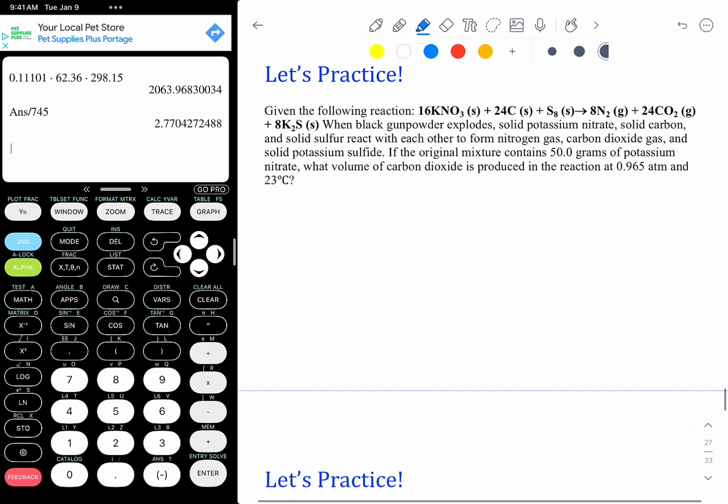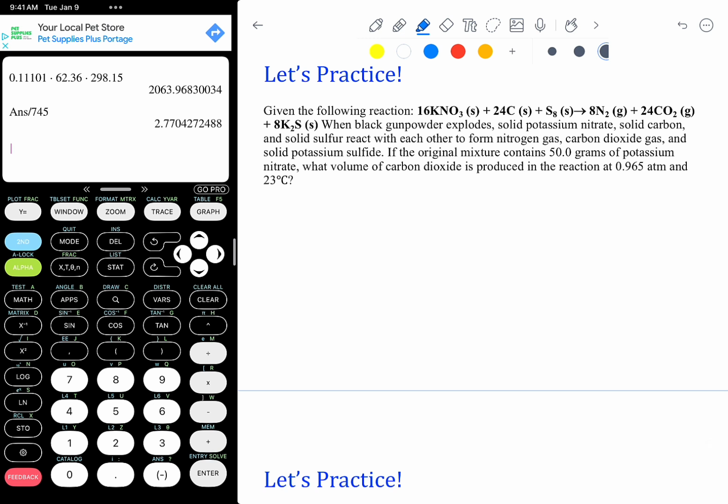Okay, let's look at this problem. Given the following reaction, when black gunpowder explodes, solid potassium nitrate, solid carbon, and solid sulfur react with each other to form nitrogen gas, carbon dioxide gas, and solid potassium sulfide. If the original mixture contains 50 grams of potassium nitrate, what volume of carbon dioxide is produced in the reaction at 0.965 atm and 23 degrees Celsius?